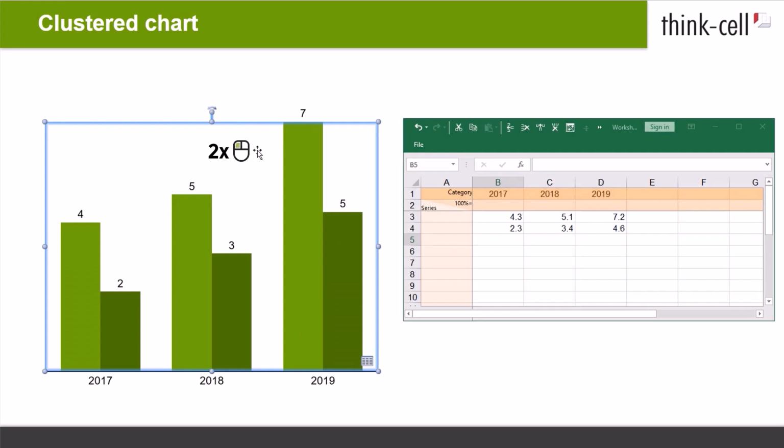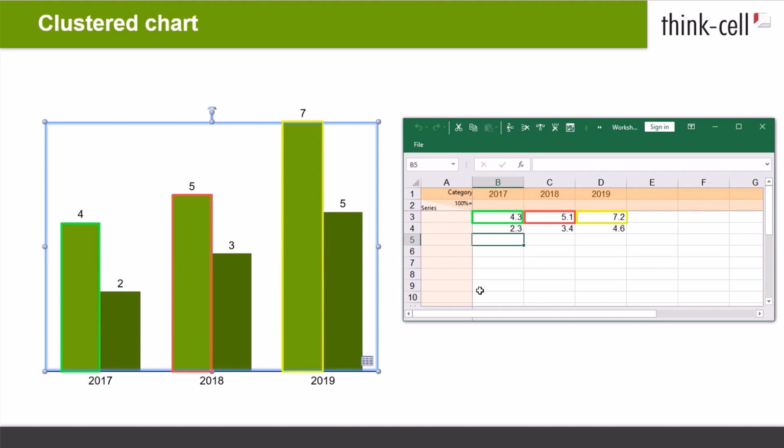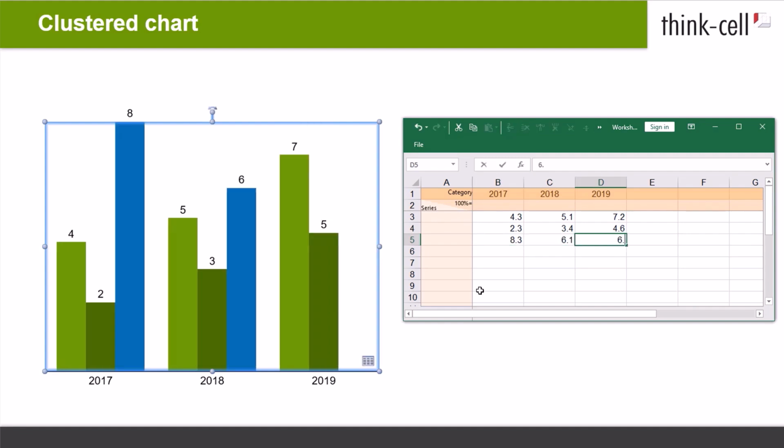In the datasheet, each cluster has its data column, where the topmost cell corresponds to the chart column furthest to the left of this cluster. When you enter another row of data, a column is added to the cluster in the chart.